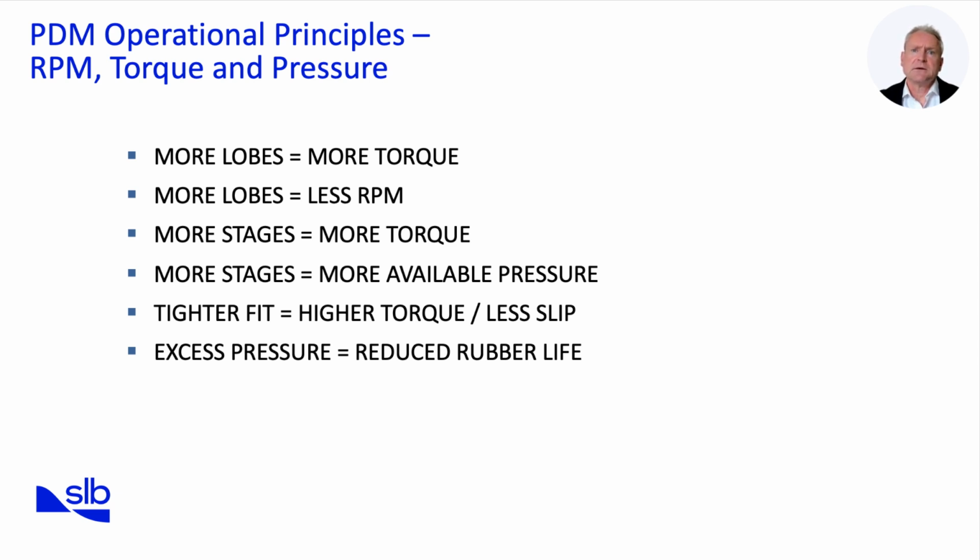Excess pressure accelerates elastomer wear, shortening motor life. Operators must therefore optimize these parameters for drilling conditions. For example, when drilling hard formations, high torque is desirable, so motors with more lobes and stages may be chosen. In softer formations, higher RPM is more beneficial, so motors with fewer lobes can improve penetration rates. Managing pressure is equally critical. Overloading the motor with excessive differential pressure can lead to stalls or stator failure.